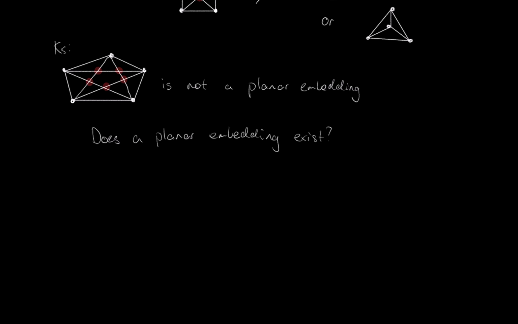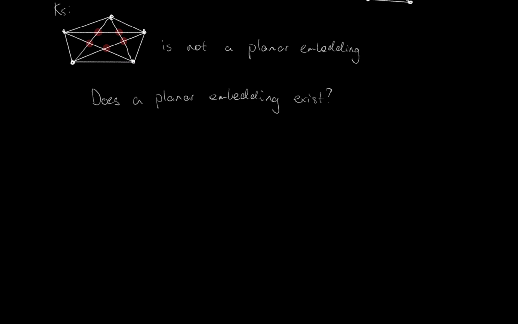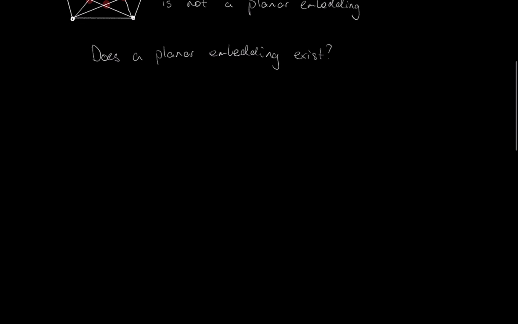So the question is, does a planar embedding exist? The answer is no, no planar embedding exists, and we want to prove that. There's a few other points that should be made before we go through with the proof that I'm about to present. There's a theorem that is used in the proof that I'm going to do. The theorem is the Jordan curve theorem.